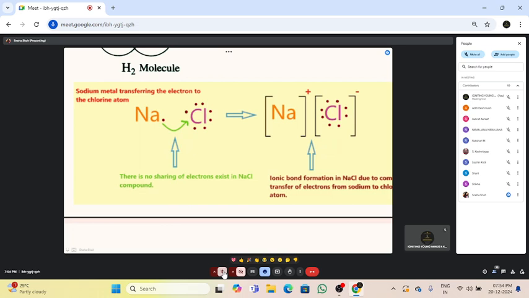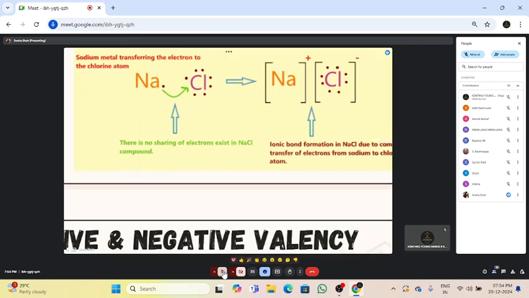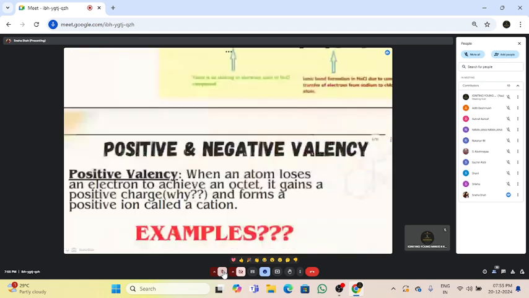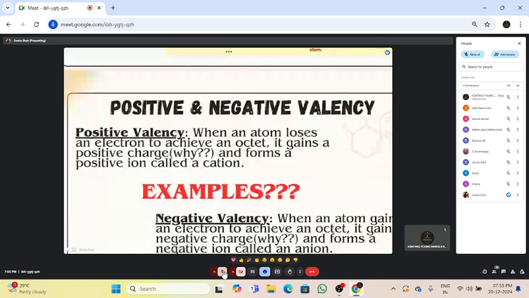This means that the number of protons has exceeded the number of electrons. This means that the positive charge is more than the negative charge. So this sodium becomes positively charged. So understand what is meant by positive valency. When an atom loses an electron to achieve an octet, it gains a positive charge. The question is why? Because it loses negative charge, protons become higher in number. That is why it becomes positively charged and forms a positive ion called a cation.